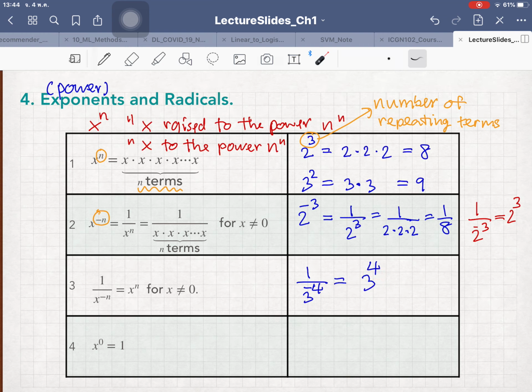Here you can think about it in this way. How about if I put it this way? Here you can take it to be 3 with the opposite sign of minus 4. Now you have minus and minus, you need to get plus. So that's why we need to get 3 to the power 4.